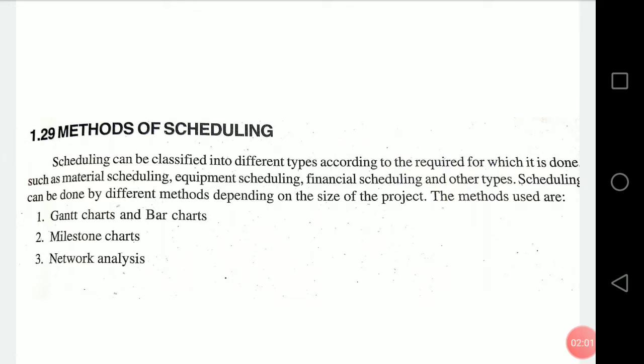This particular scheduling can be classified into different types according to the requirement for which it is done, such as material scheduling, equipment scheduling, financial scheduling, and other types. And this particular scheduling can be done by different methods depending on the size of the project. So the different methods are: scheduling can be done by means of Gantt charts and bar charts. It can be done by means of milestone charts, and it may be done by network analysis. So these are the three methods.